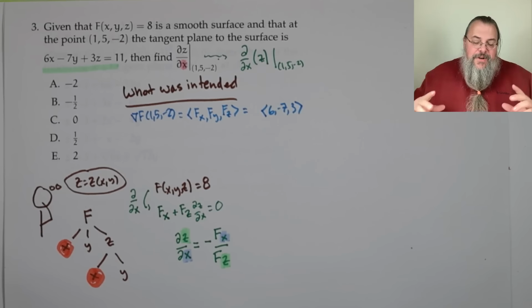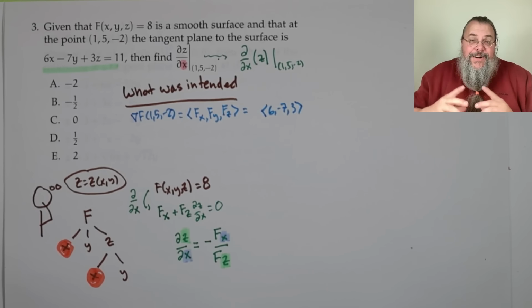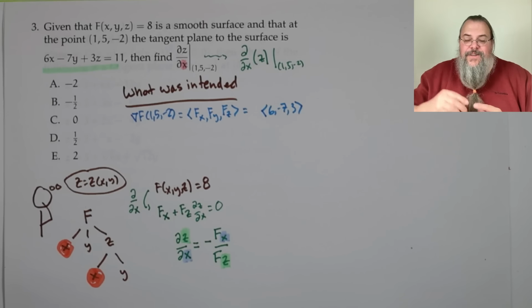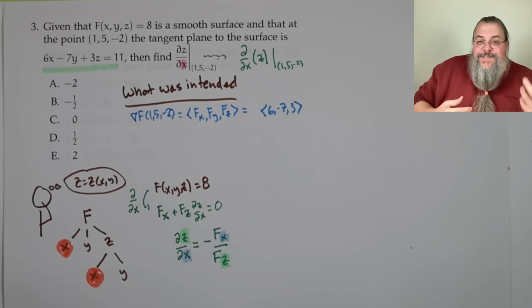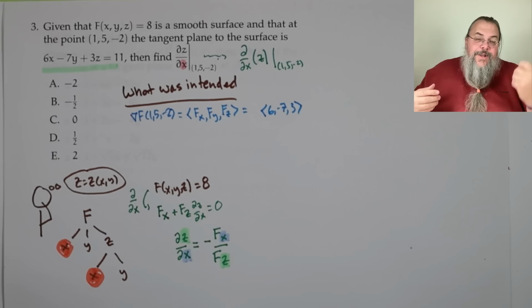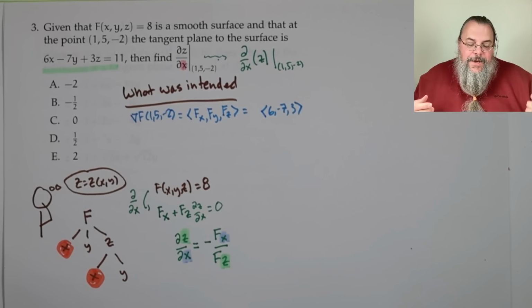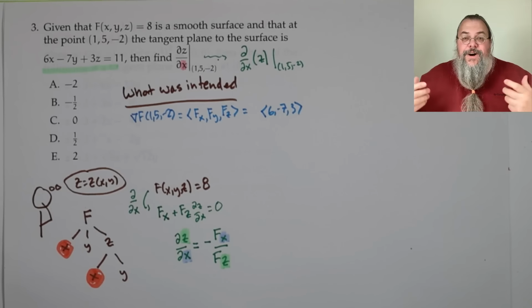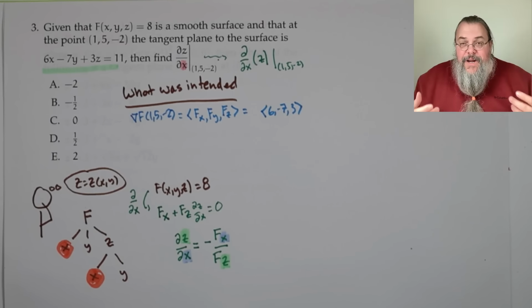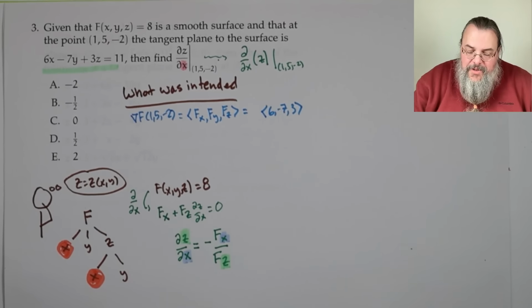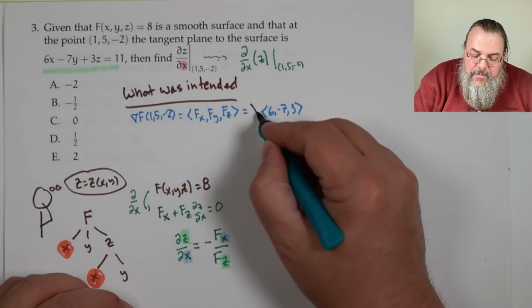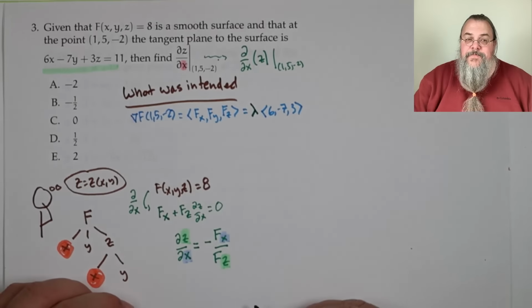Here's what you have to remember. Normal vectors are not unique. So just because we have a normal doesn't mean it's the normal that we need. But what is true is that all normal vectors are parallel. So it's some multiple. All right, so we throw in some multiple, we'll call it lambda.